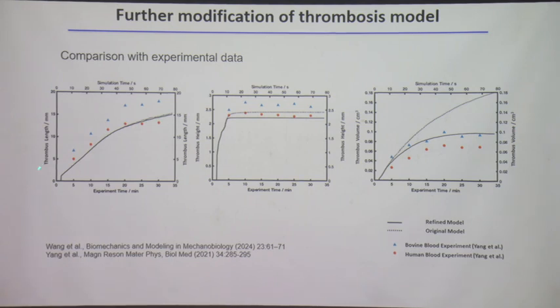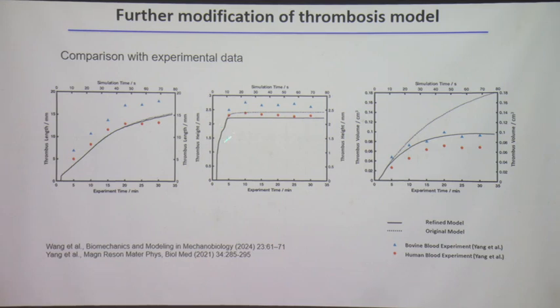So the first one we compared is the thrombus length. In addition to comparing with the experimental measurement, we also compared between our original model that I showed you earlier and this new model that included the shear-driven thrombus breakdown. So you can see that in terms of the length, they all agree more or less the same. So there's not much difference between the two models. And there are small differences with the experimental measurements.